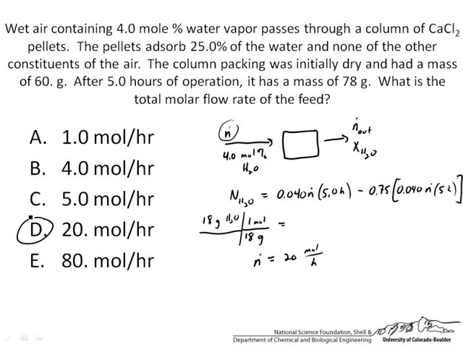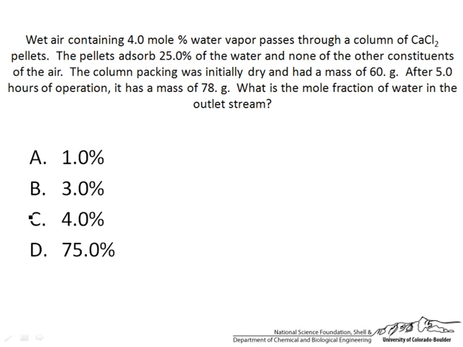Now let's go on to the next part of this problem, and I'll put that up here. It's basically the same problem with the same flow diagram, but now we're asking what is the mole fraction of water in the outlet stream. To do this, we'll need to do 2 mole balances. We'll need both an overall balance and a water balance. Let's start with the overall, which includes basically the air plus the water.